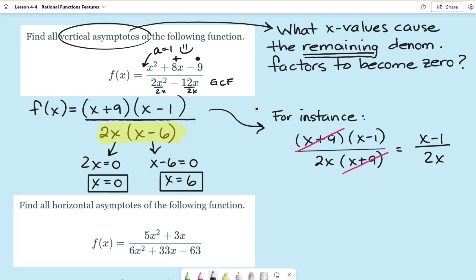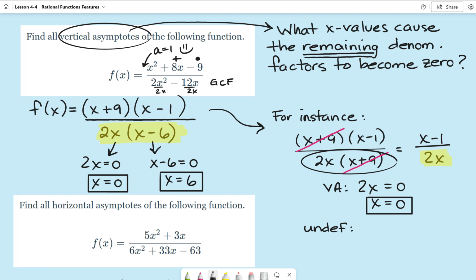So if I asked you to find the vertical asymptotes of this problem, please note that the remaining factor is only 2x. That was the only one that was left over. So 2x set equal to 0, and then I divide by 2 on both sides. That means for this problem that I made up, the vertical asymptote would only be x equals 0. If I had asked you in this made-up problem what the undefined values were, you would use all of the ones that were listed in the denominator. So in this case, your undefined values would be 0 and x equals -9.